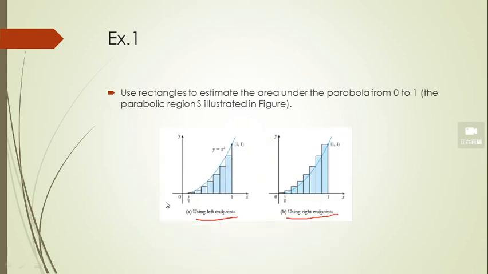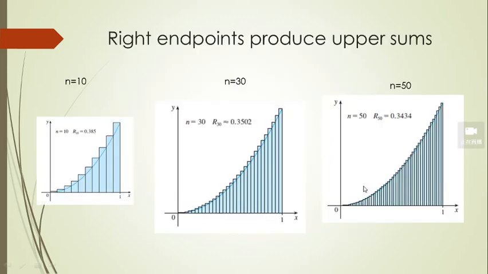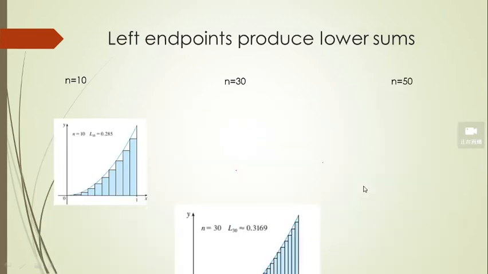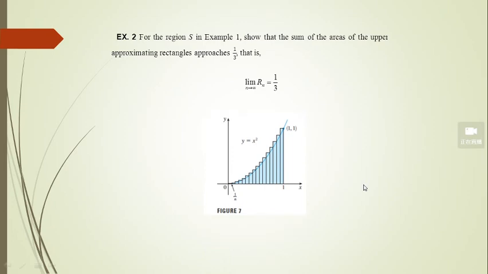We understand that if we choose the left endpoint or the right endpoint, those rectangles will be different. Then we can use the sum of the areas of those approximating rectangles to estimate the area of the region S. That is one example, and we can prove with this limit that it is 1/3.